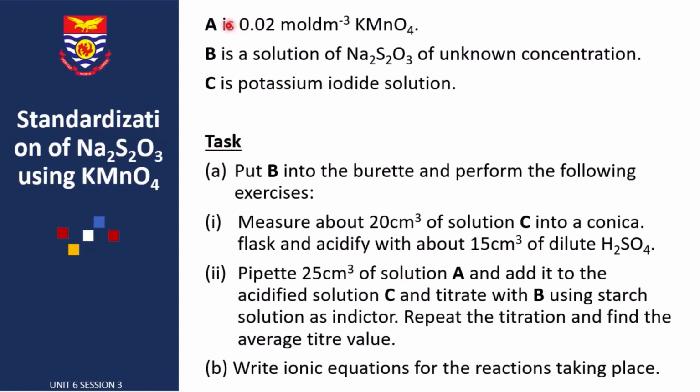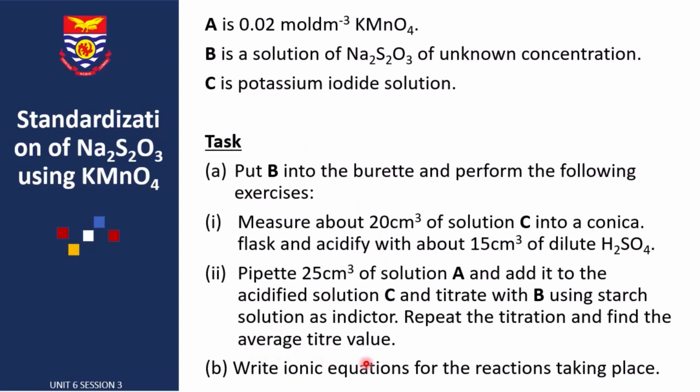What it means is that from A we'll be going to C because we are going to put A and C together. So first we expect a reaction between A, the permanganate, and then the iodide. Okay, so let's continue. And titrate with B using starch solution as indicator. So finally, after C, we'll be going to B. So that is the direction: A, C, B.